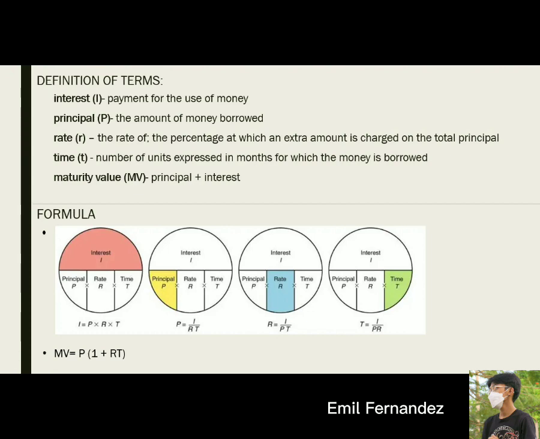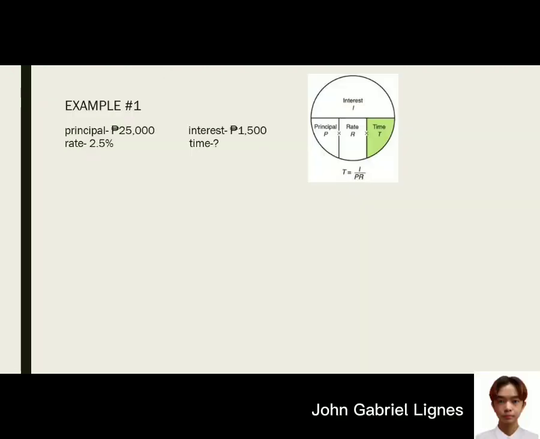Look at the image below. Here, you can see 4 possible formulas by using the triangle method, meaning you don't need to memorize each formula. You can just visualize or create your diagram with interest always on the top. What if the rate is missing? We use this formula, I over P times T.